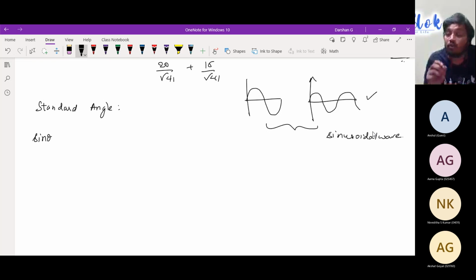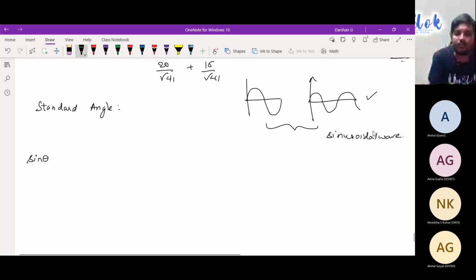That means it follows sine functions. So what do we know sine as? Sine is opposite by hypotenuse, but don't always assume that it's a triangle. In a triangle it should be there, no problem, but sometimes it can be out of that as well.